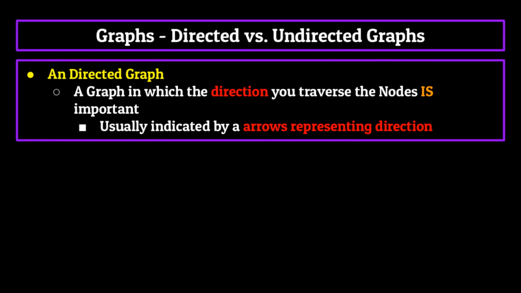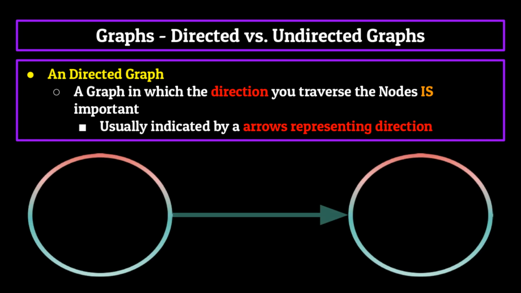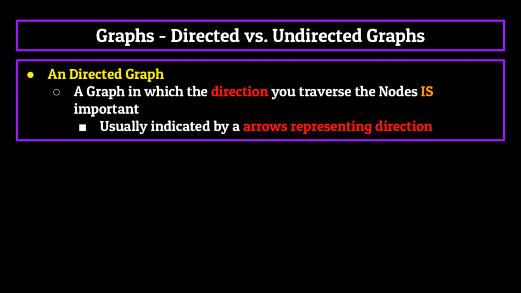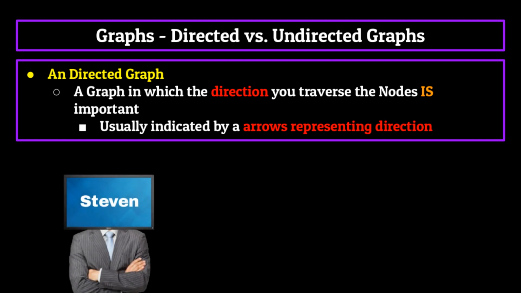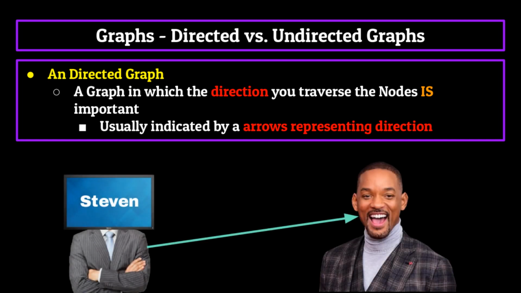In contrast, a directed graph is one in which the direction you traverse the nodes is important. This is usually indicated by arrows representing which nodes a certain node is able to traverse to. The edges could point both ways, but they don't have to. It's very possible the edge only points one way. A good way to visualize directed graphs is by thinking of them as a network of friends on Instagram. Sure, I can follow famous celebrity Will Smith, but the odds that he follows me back, fairly low. And so in that case, the relationship only goes one way.